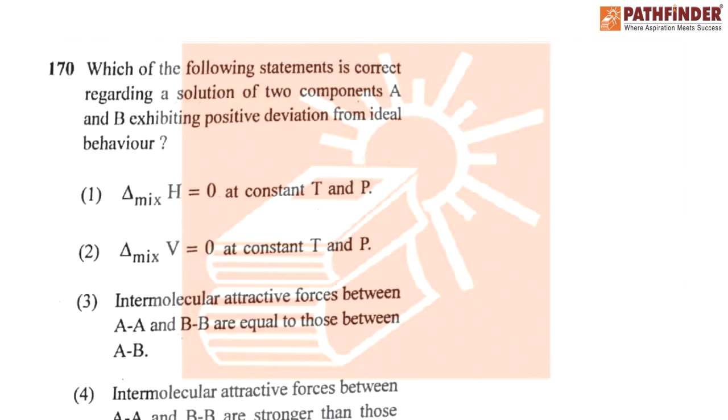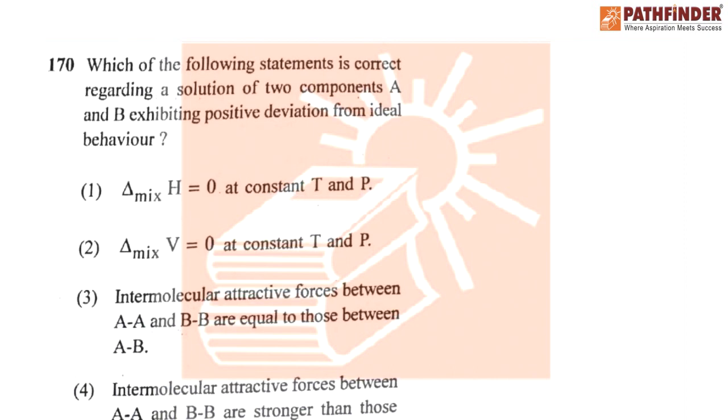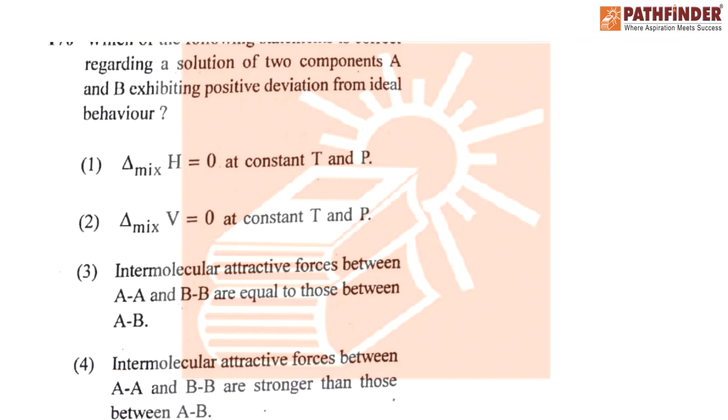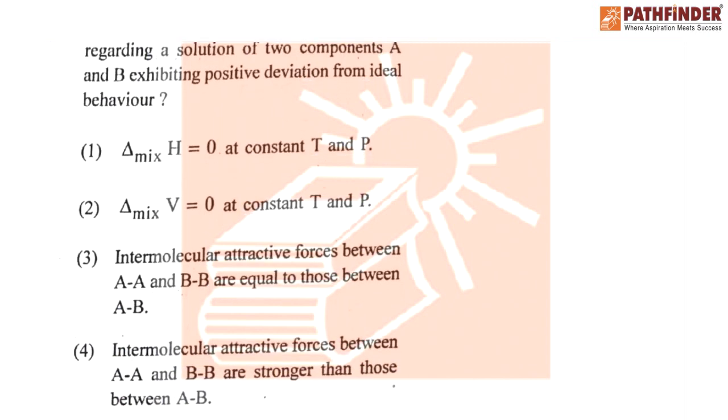Let's move on to question number 170. Which of the following statements is correct regarding a solution of two components A and B exhibiting positive deviation from ideal behavior? Now for positive deviation from ideal behavior, delta H must be greater than 0, delta V also greater than 0. So the first two options are not correct. Intermolecular attractive forces between A-A and B-B are equal? No. Intermolecular attractive forces between A-A and B-B are stronger than those between A and B. Now this one will be the correct option for positive deviation. Okay, then only the vapor pressure of the resulting solution will be more, and it will be the positive deviation.